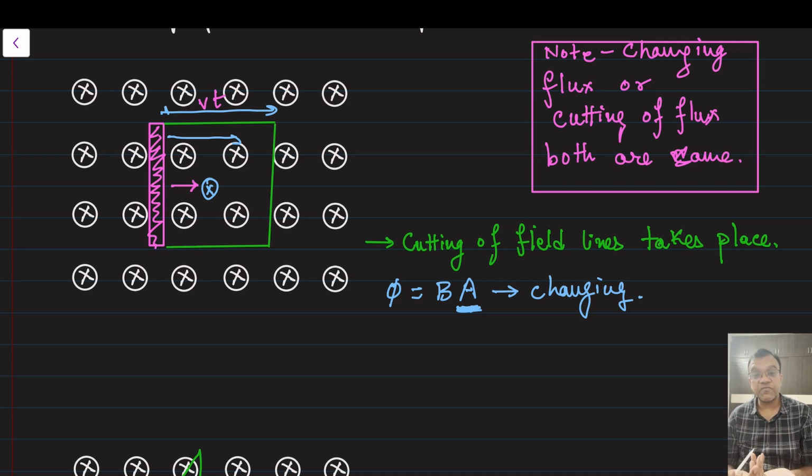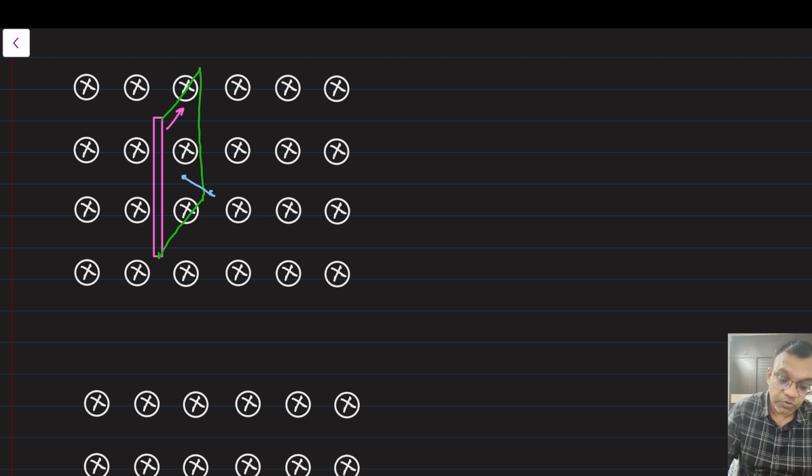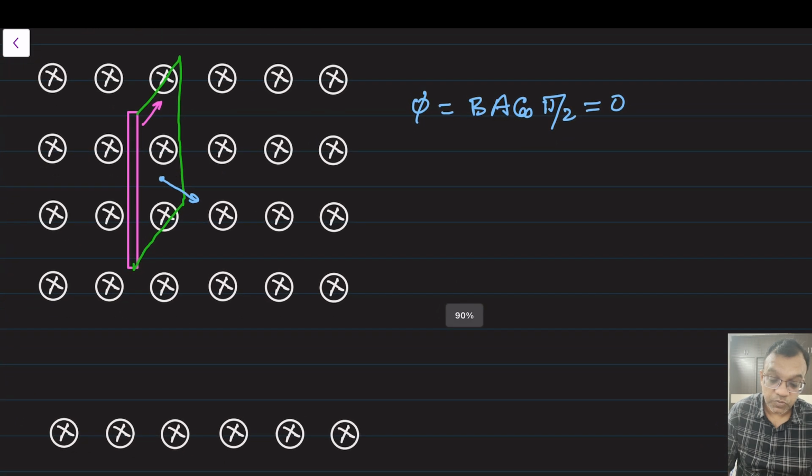When there is any varying flux, then the flux is cutting also. It is proved here. Now take another situation. Now magnetic field lines are into the plane, into the paper, and the conductor is also moving into the paper. So the area vector, as shown here, becomes perpendicular to the magnetic field. So the flux linked will become BA cos 90, so it becomes 0. So flux is not varying, flux is constant and it is 0.